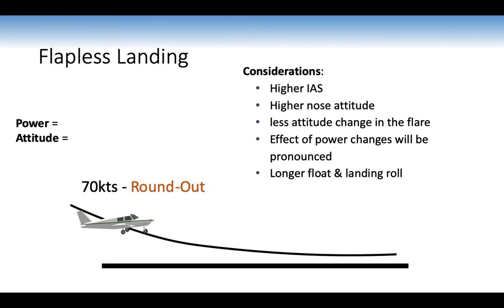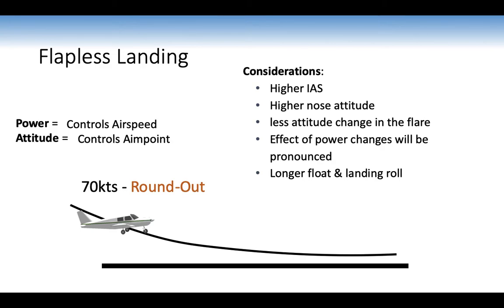So in terms of a flapless landing, power controls airspeed and attitude controls our aspect. On base, it controls aspect, but on final, our attitude controls the aim point. Considerations: you've got a high airspeed, high nose attitude, and less attitude change in the flare, so it'll be quite gradual. The effect of power changes will be more pronounced, so make sure you use small changes, otherwise large changes can increase your airspeed a lot, and you can't wash that airspeed off, and you get a longer float and landing roll.